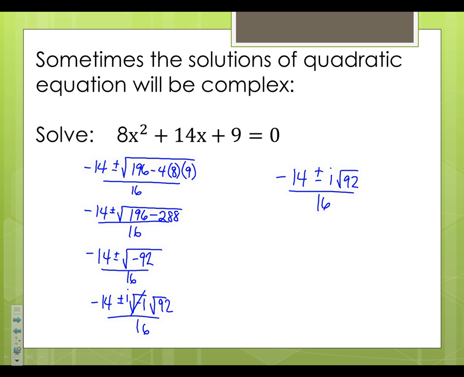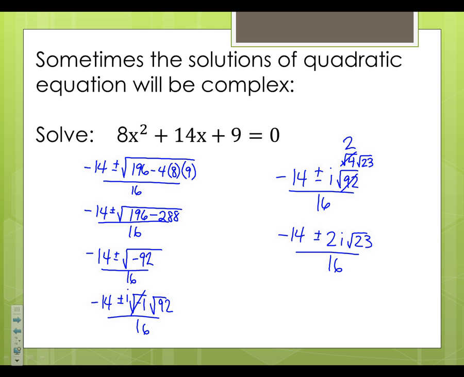Now all I need to do is to see if the square root of 92 is simplifiable so that I can maybe do some reducing yet. And it does. It does break into a little bit: the square root of 4 times the square root of 23, and then the root 4 is solvable to 2. So now I'm here. I've got negative 14 plus or minus 2i root 23 all over 16.